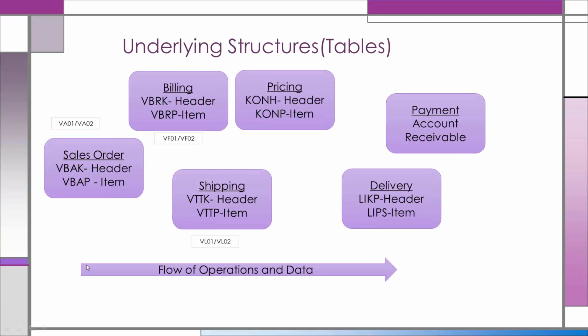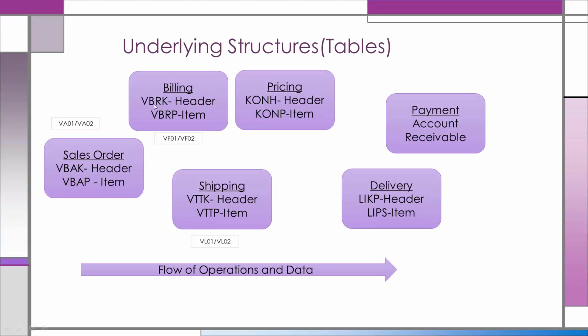The operation goes from left to right. So the first thing is something called VA01, VA02. VA01 and VA02 is the process that creates the sales order, and the sales order data is stored in the tables VBAK and VBAP. So VA01, VA02 is a process, and the sales order information is stored in VBAK and VBAP. Once the sales order is stored, then we also need to store the other information.